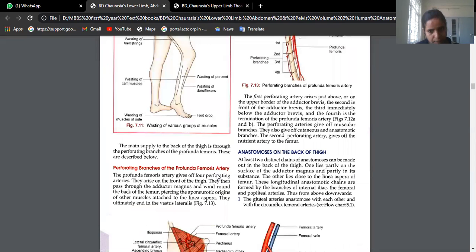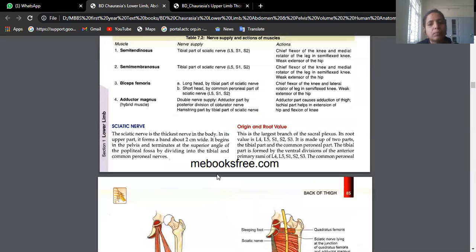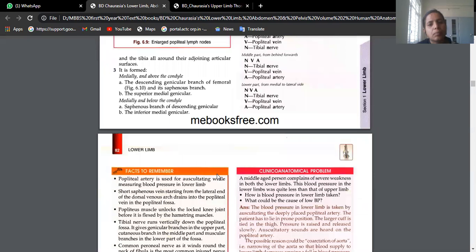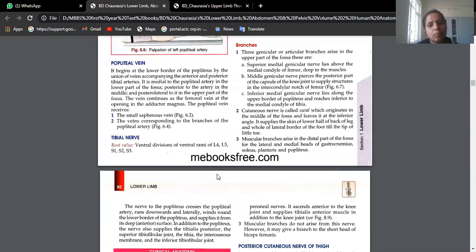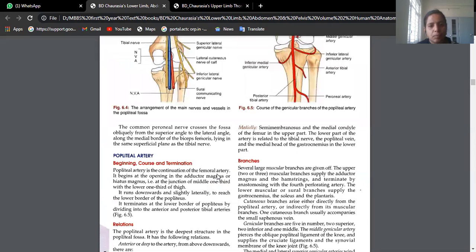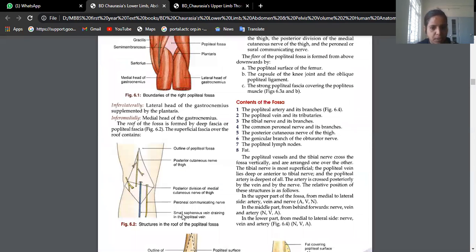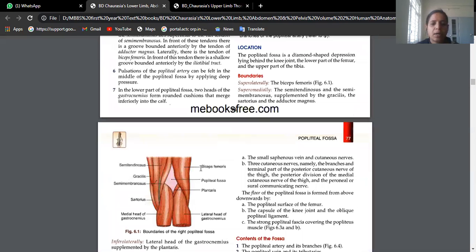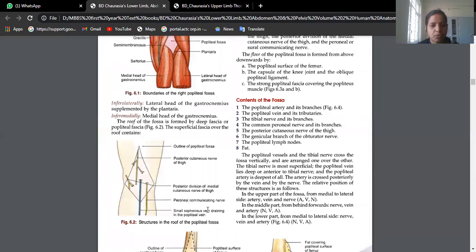Popliteal fossa we'll see. Yes, beta. These are the boundaries. So superolaterally biceps femoris, superomedially semimembranosus and semitendinosus. Inferomedially medial head of gastrocnemius, inferolaterally lateral head of gastrocnemius.